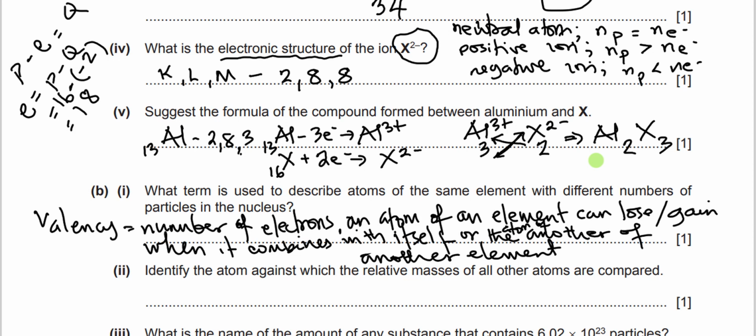As you can see here, aluminium can lose 3 electrons when it wants to combine with the atom of X, and X can gain 2 electrons when it wants to combine with the atom of aluminium. Fine. So let's continue.